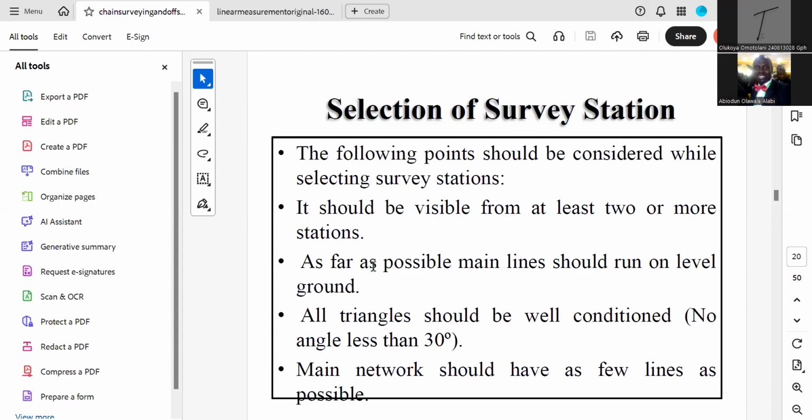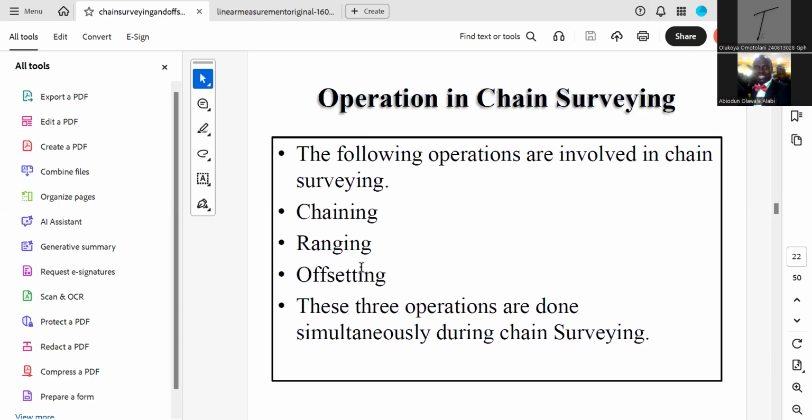As far as possible, main lines should run on level ground. All triangles should be well conditioned. I will explain the meaning of well conditioned. That is, no angle is less than 30 degrees and no angle is more than 120 degrees. The main network should have as few lines as possible. Now, I think I've explained all the terminologies we use in chain survey.